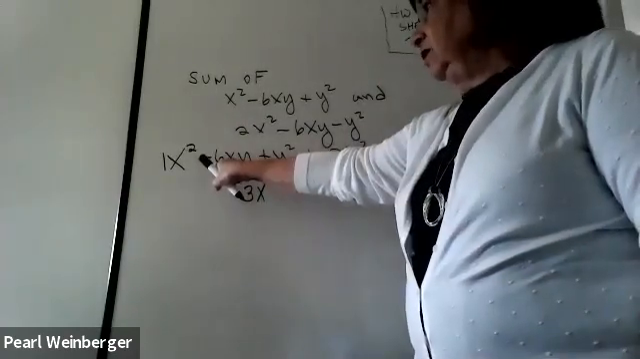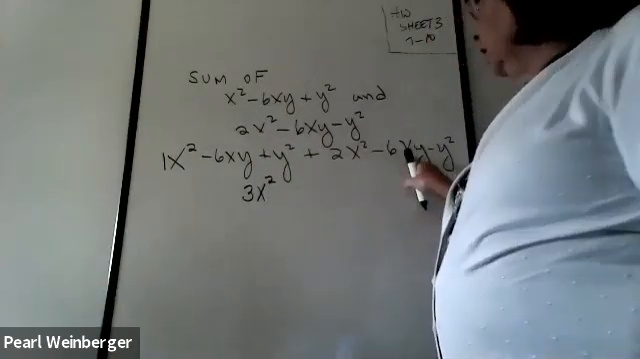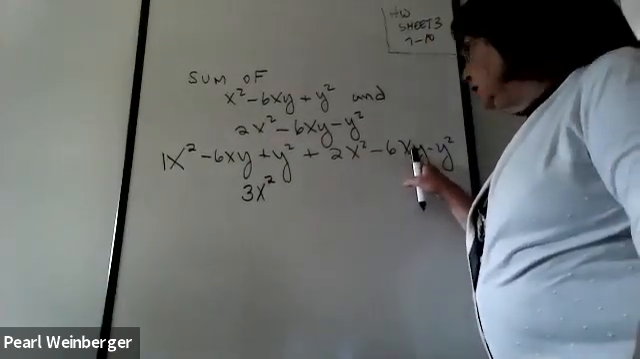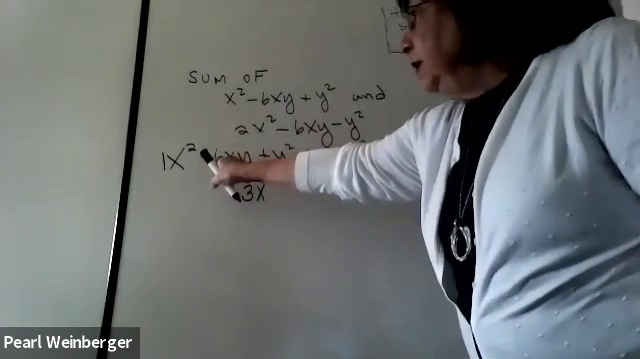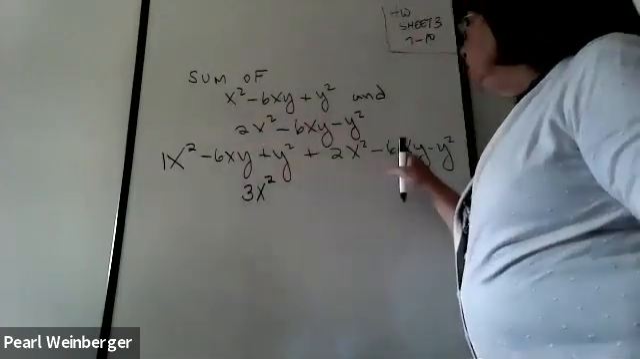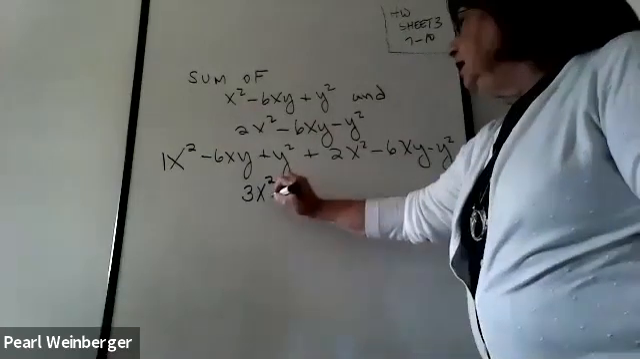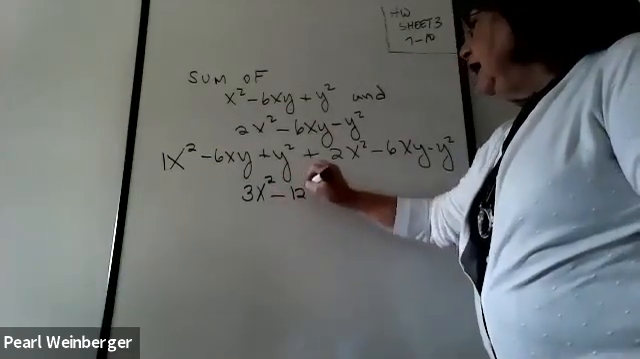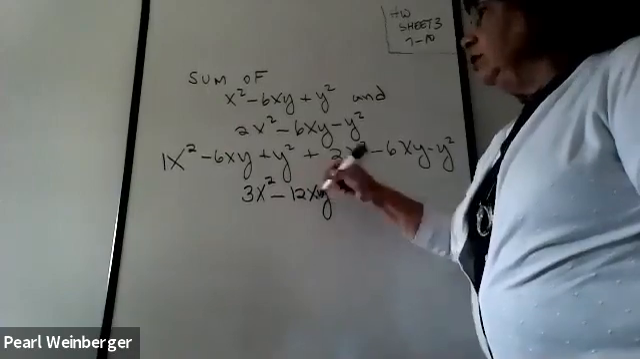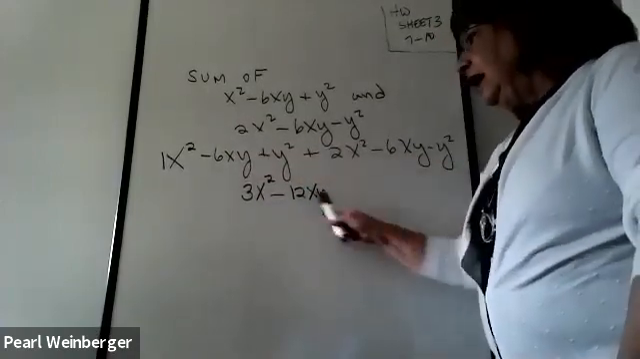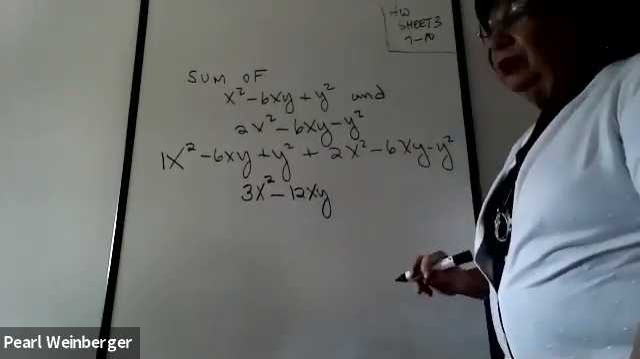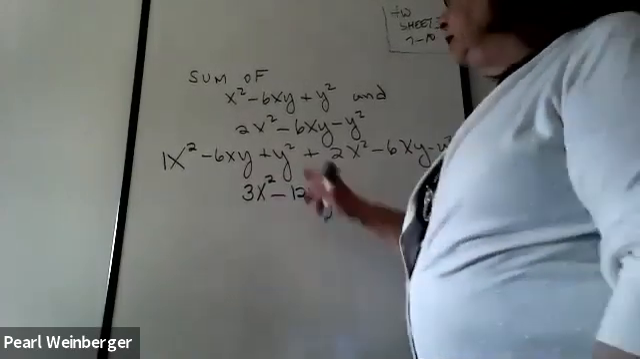Then I have a negative 6xy, so I look for another term that has an xy, and there is another negative 6xy. And I can combine them by adding negative 6 plus negative 6, which gives me negative 12xy. Notice the only thing I'm working with are the coefficients, the numbers in front. I don't change the letter parts or their exponents at all.